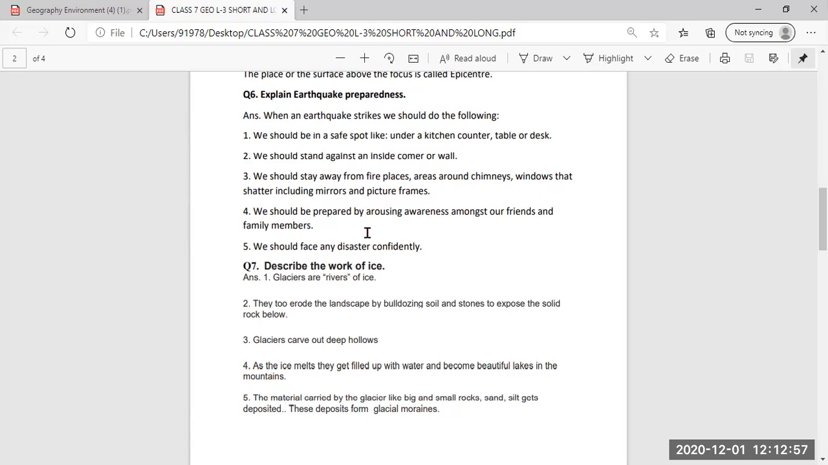And we should prepare by arousing awareness. We should make friends and family members aware that they should also be prepared to face an earthquake. Lastly, we should face any disaster confidently, whether it is an earthquake or any other natural disaster. So these are the points for earthquake preparedness.